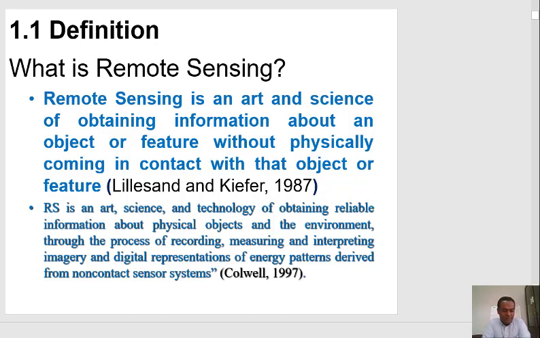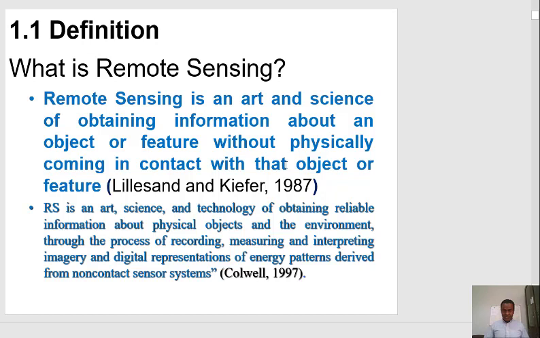One of the well-known definitions is given by Lillesand and Kiefer. Remote sensing is an art and/or a science of obtaining information about an object or feature without having physical contact with the object, or with the area, or with a thing under investigation. So this is a general definition.